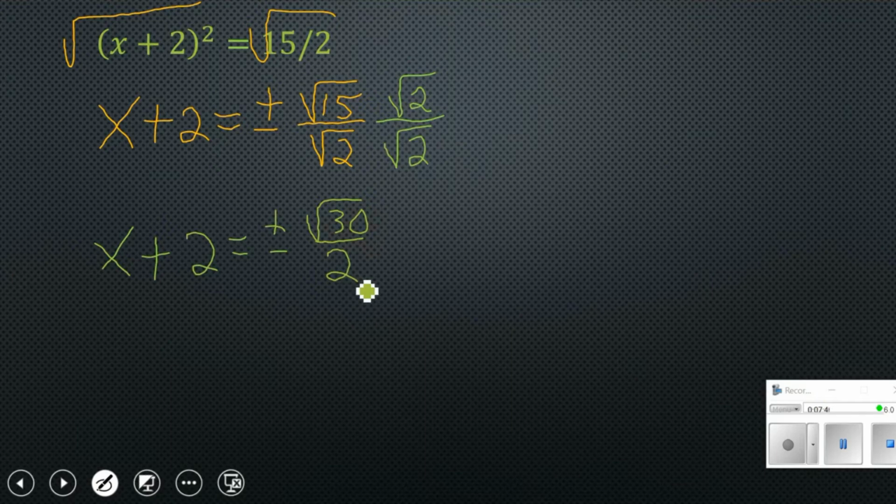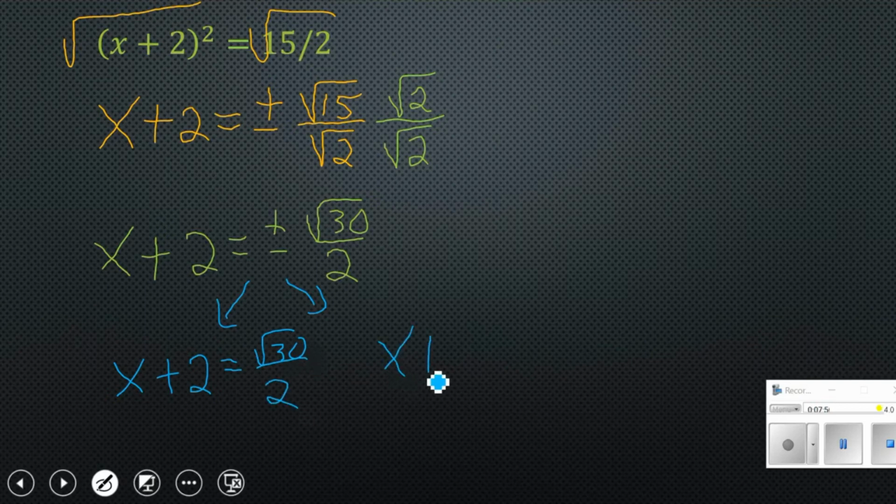All right, again, just like we did before, when we get to this plus minus and we have something on the left side that we have to deal with, we're going to split into 2 equations. So we have x plus 2 equals positive square root of 30 over 2. And we have x plus 2 equals negative square root of 30 over 2. And of course, to solve, we're just going to subtract 2 from both sides.